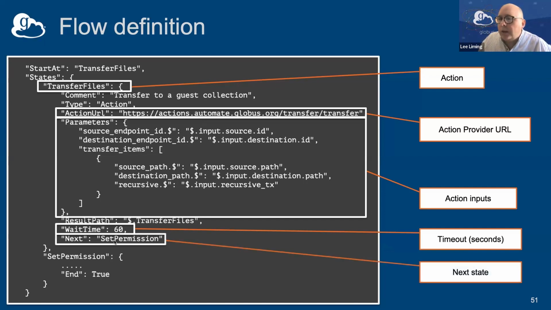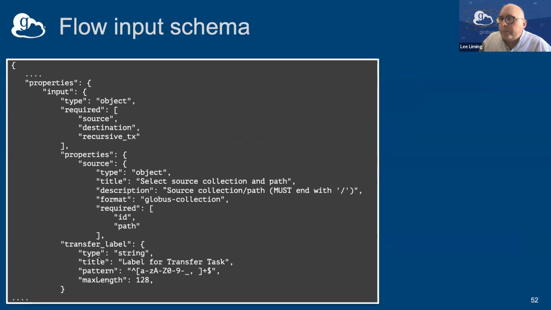And then you say, what is the next state? Oh, I'm sorry, I was wrong. I didn't look far enough down. There is a second state. We just didn't put the details of it in here. Set permission is the next step in the flow. All right, so that's the definition.